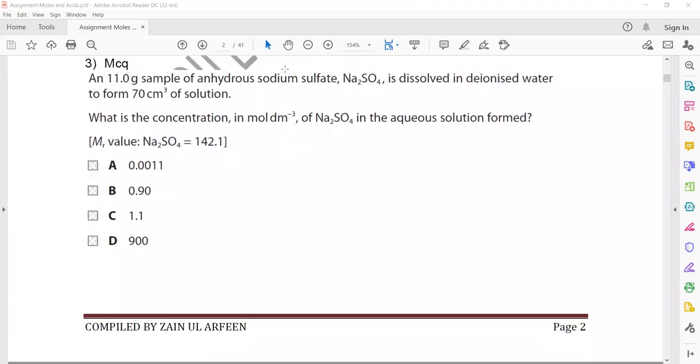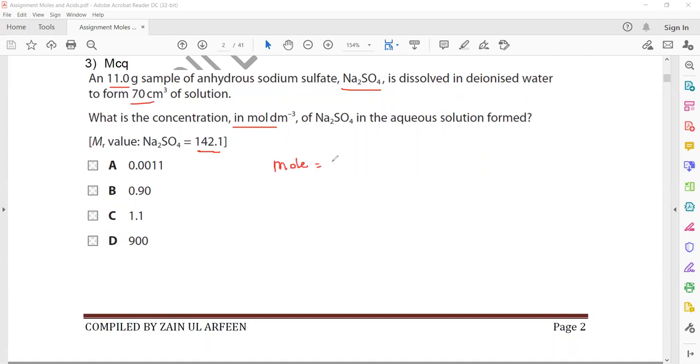In question 3, an 11 gram sample of anhydrous sodium sulfate is dissolved in deionized water to form 70 cm cube solution. What is the concentration in mole per dm cube for sodium sulfate in the aqueous solution which is formed? So we have 11 grams of anhydrous sodium sulfate. The molar mass or relative molecular mass of sodium sulfate is given as 142.1. So first we'll find the moles.